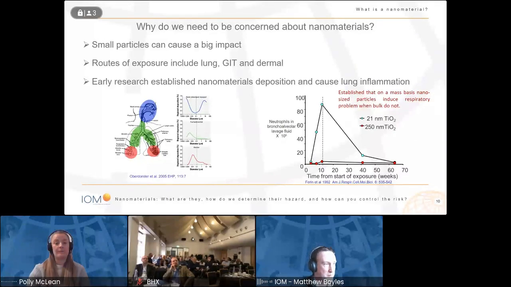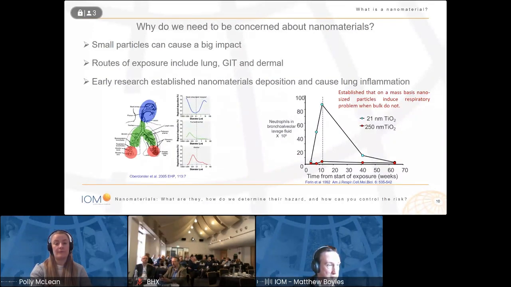So on the left, you can see a schematic of the human respiratory system, where you have the different segments. So in the green, you have the bronchioles, in the red, you've got the alveolar region. You can see from the graphs next to this that the red zone, the alveolar region, you get predominantly deposits of material in the nanometer range.